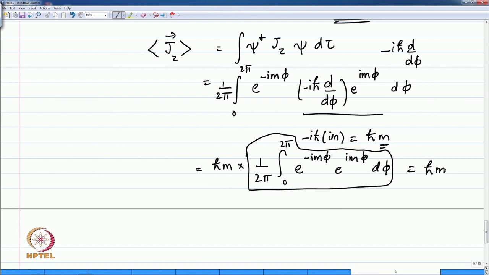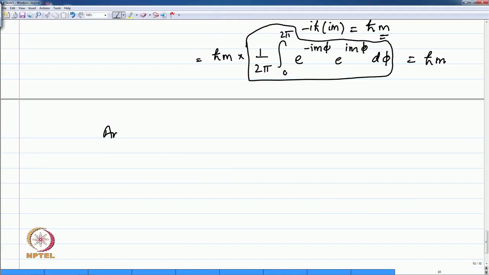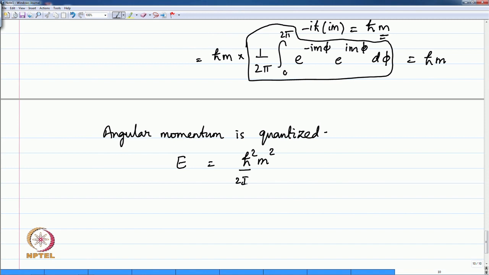Okay. So, the angular momentum is therefore a quantized quantity. Angular momentum is quantized. You have already derived the energy E as h bar squared m squared by 2 I. Thus, the rotational kinetic energy is also quantized.